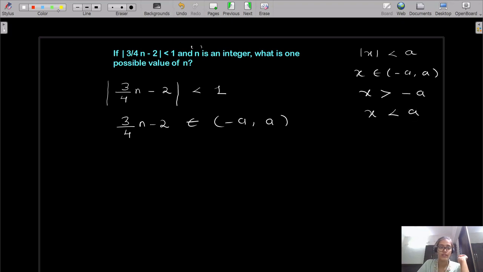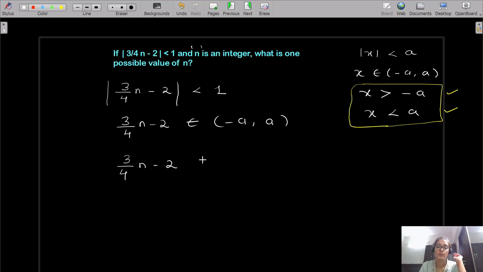So you'll get two inequalities. All the points which satisfy both of these inequalities will be the solution. So I'm going to write the same thing for this expression. 3 over 4 times n minus 2, this should be greater than negative, sorry, here it won't be negative a to a, this will be negative 1 to 1, because on the right hand side we have 1.